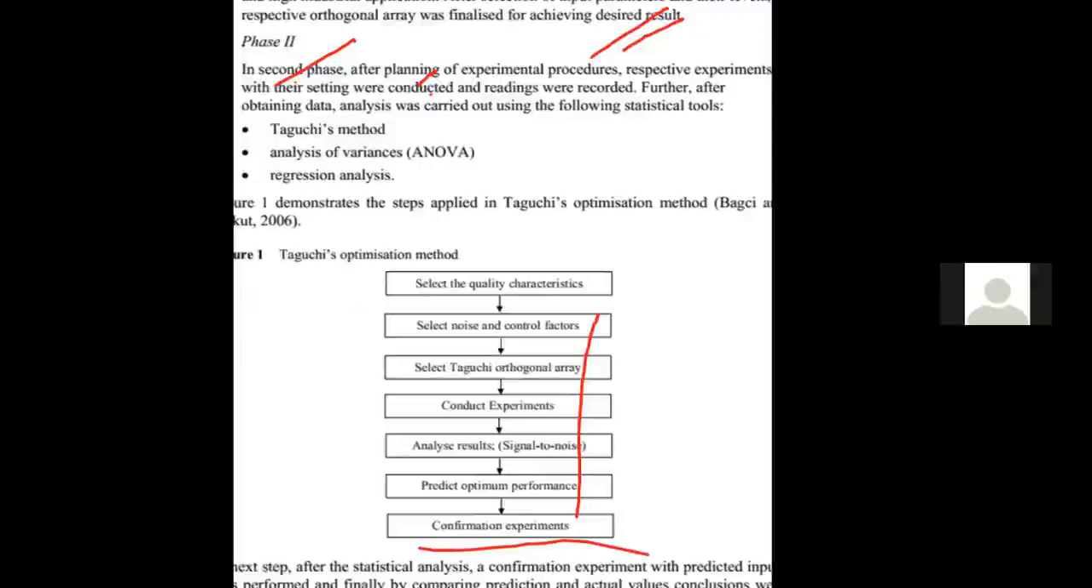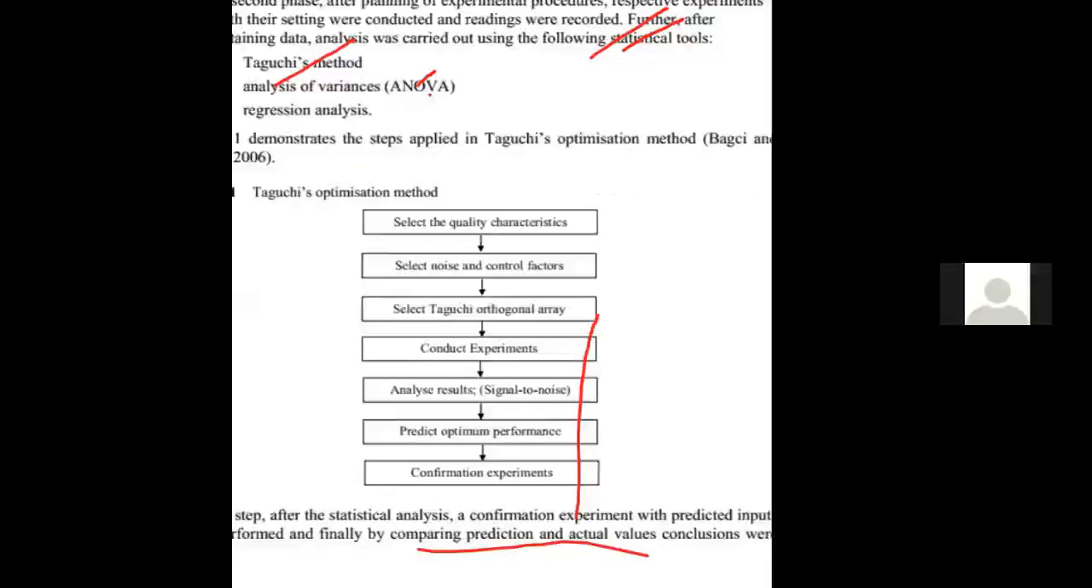Here I have given you the steps for any DOE or any particular optimization process. First, select your quality characteristics. The simple way: what output do you want to achieve? Surface finish, hole accuracy. We will discuss your cases also. You can have one single output, two outputs, three outputs based on your research topic.